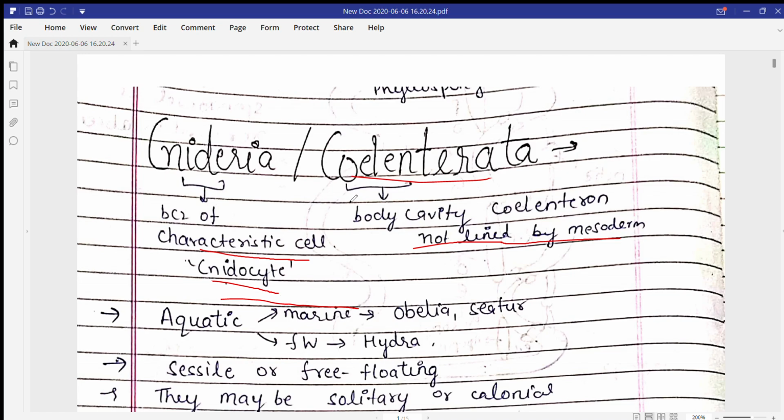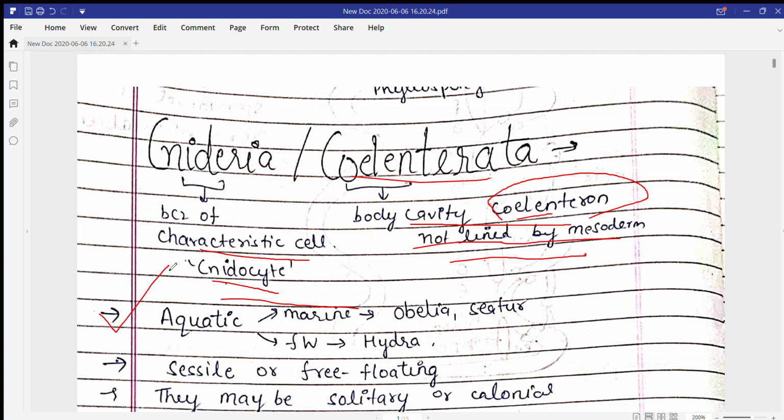Whoever tries to touch them or catch them, this cnidocyte is basically responsible for the protection. Now, why do we call them coelenterates? Because they have a body cavity known as the coelenteron, and this is not lined by the mesoderm. I told you in the previous lecture also that coelom is a very different thing from a body cavity. When we call any cavity a coelom, it must be lined by the mesoderm. But this is only a body cavity, not lined by the mesoderm. So this is a coelenteron, a simple cavity. That's why we call them coelenterates.